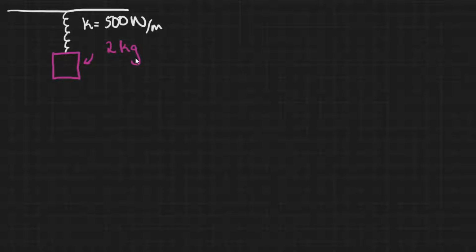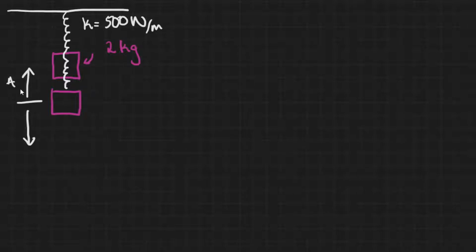The problem asks us to find, if we were to hypothetically turn gravity on, this block is going to fall. At some point, the block is going to stop falling and start going back up, and it's going to enter simple harmonic motion. We're asked to find what the amplitude of that motion is. So this block is going to fall a certain way, and it'll start oscillating up and down about its new equilibrium, and we want to know what the amplitude of this oscillation is.